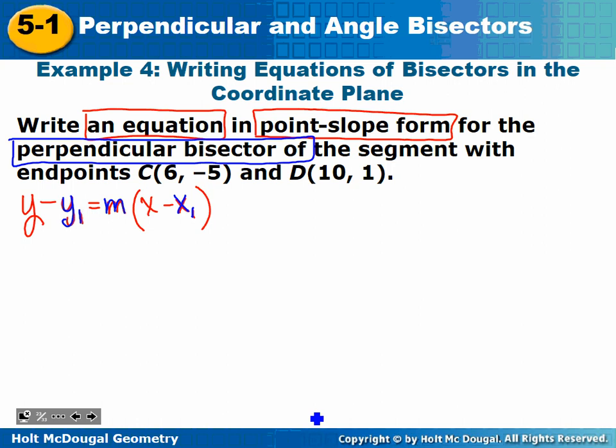For the perpendicular bisector of this segment that they're giving you here, C and D. So are we writing an equation for the line segment CD? No. We're not writing the equation for CD. We're writing an equation for a perpendicular bisector of CD. So let's graph CD first, and let's make sure we can see what we're talking about. So take your graph paper, graph points C and D, and make a line segment.